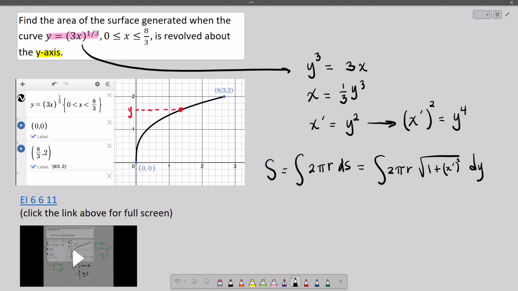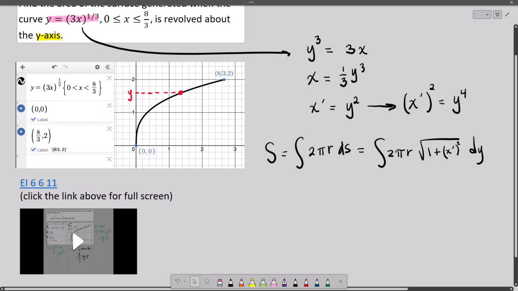And so inside the square root is 1 plus the derivative squared. In this case, it's x prime squared. If we chose to go vertical with a dx, then it would be 1 plus y prime squared. So there's our setup.